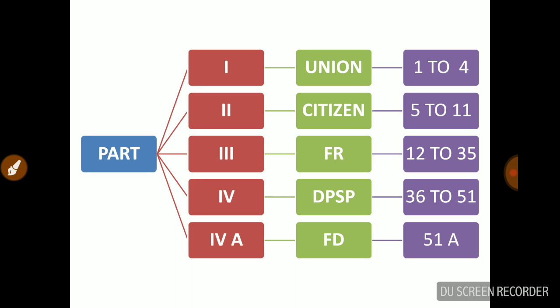In the third part we are talking about the fundamental rights of the citizens, discussed in article 12 to article 35. In part 4 we are talking about DPSP, the Directive Principles of State Policy, in articles 36 to 51. And in part 4A, you can see there is a suffix A, an extra letter. From that A you have to understand that initially this part was not a part of the Constitution, it was later added, that means amended. Part 4A talks about fundamental duties, in article 51A.